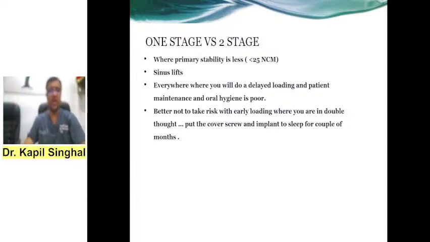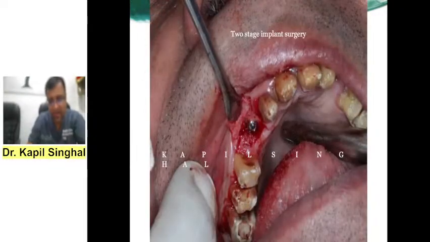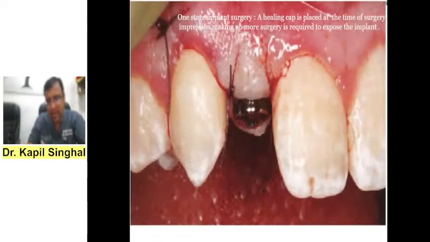सो अगर क्वेश्चन आता है व्हाट is the most important factor to decide that you can perform one stage or two stage, so it is primary stability. The primary stability should be more than 25 to 30 Newton centimeter. So where we place the cover screw first and a healing cap after 3 months, it's a two stage surgery. And where we directly place a healing cap over your implant, it's a one stage implant surgery.